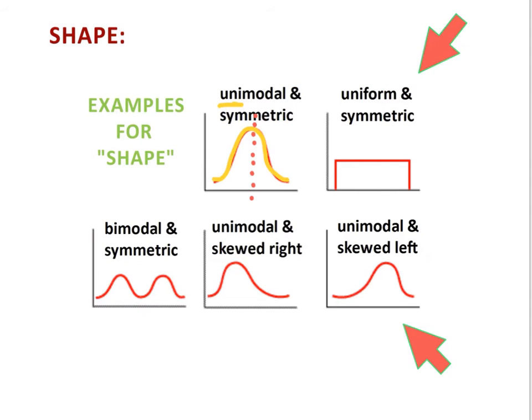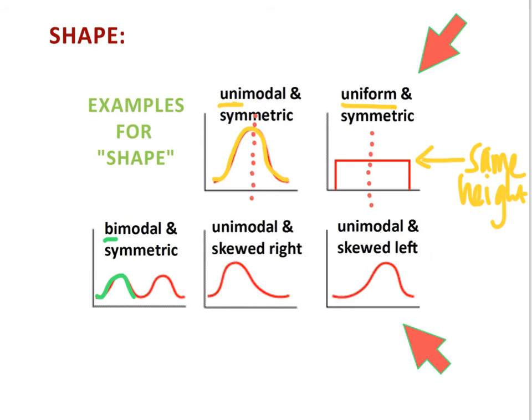The next one we have is uniform. Think uniform. Everything is the same height, or about the same height. So uniform is also going to be symmetric because if I drew a little line down the middle, it'd mirror itself on both sides. The next one we have is called bimodal.